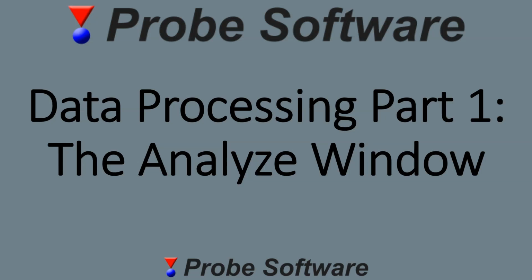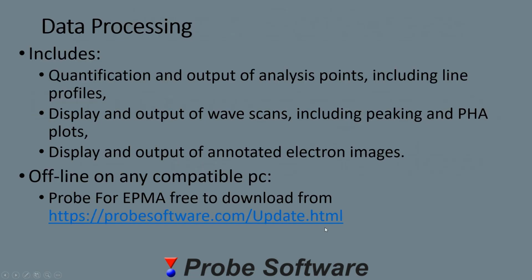In this short sequence of videos, we're going to be looking at processing our data, starting with the analyse window. Now, by data processing, we include quantification and output of analysis points, including line profiles, display and output of wave scans, which includes peaking and PHA plots, and the display and output of annotated electron images.